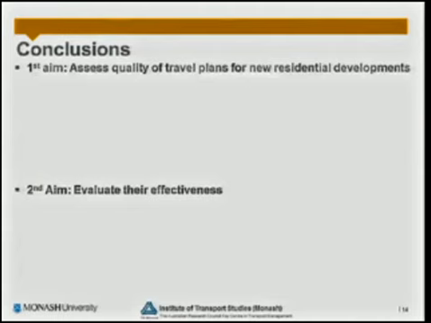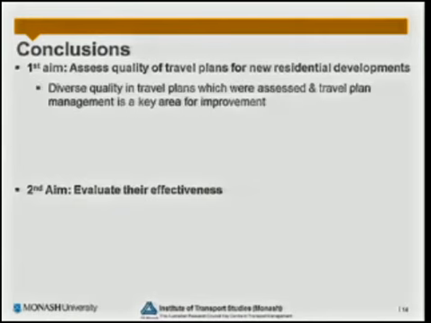So in conclusion, at the beginning of the presentation I highlighted that we had two aims. One of those aims was to assess the quality of the travel plans that had been implemented for developments in Melbourne, and secondly to evaluate their effectiveness. In relation to the first one, we found that there was a real diversity in the quality of the travel plans which were assessed. And the thing which was very, very consistent was very little attention to detail about how the travel plan would actually be implemented, who would be funding it, who'd be looking after it, what happens when there's residential turnover in the building.